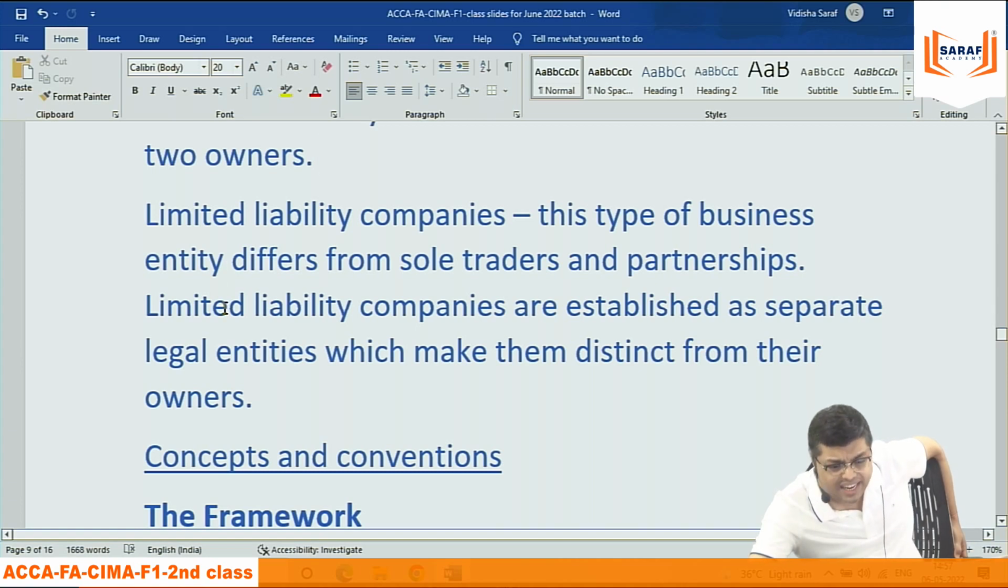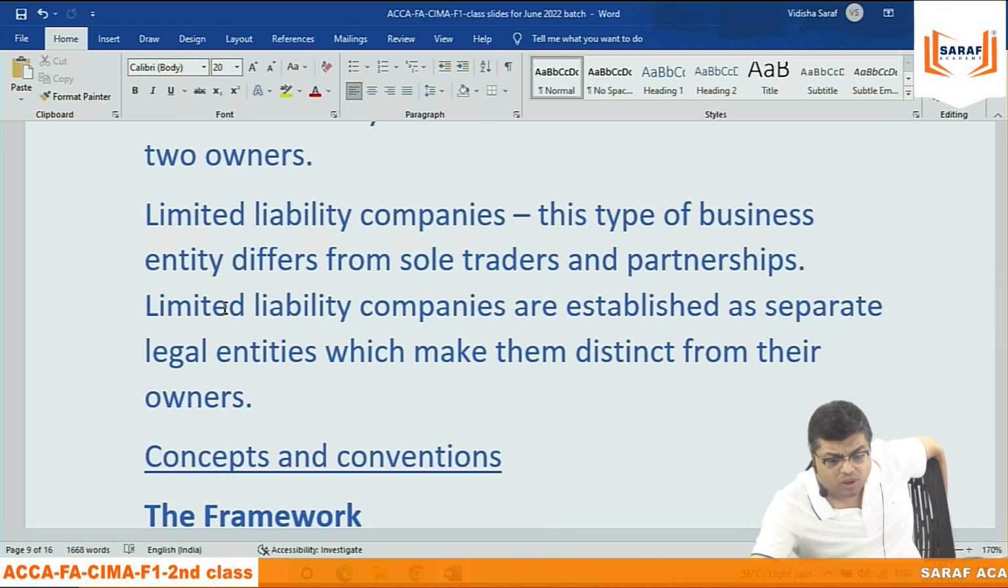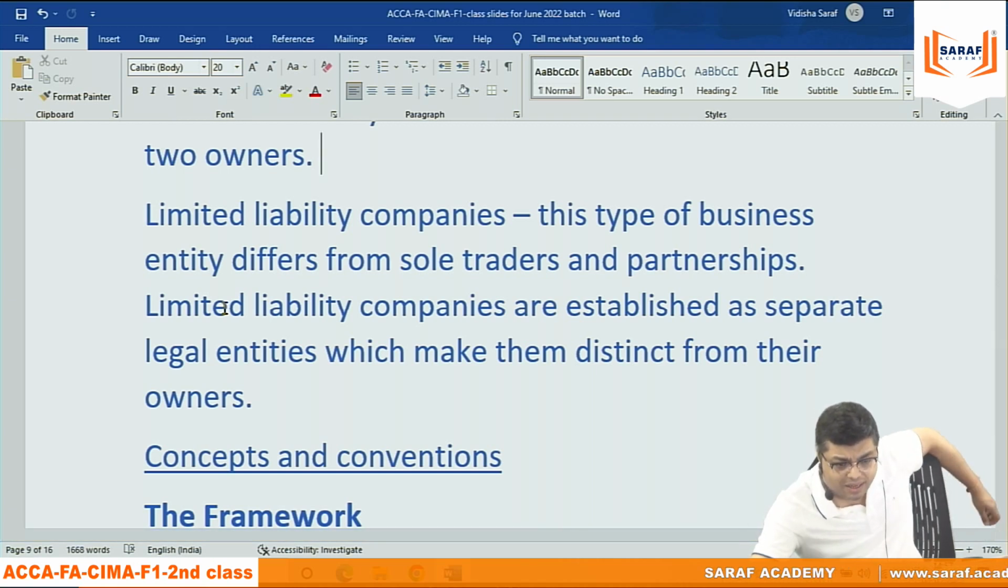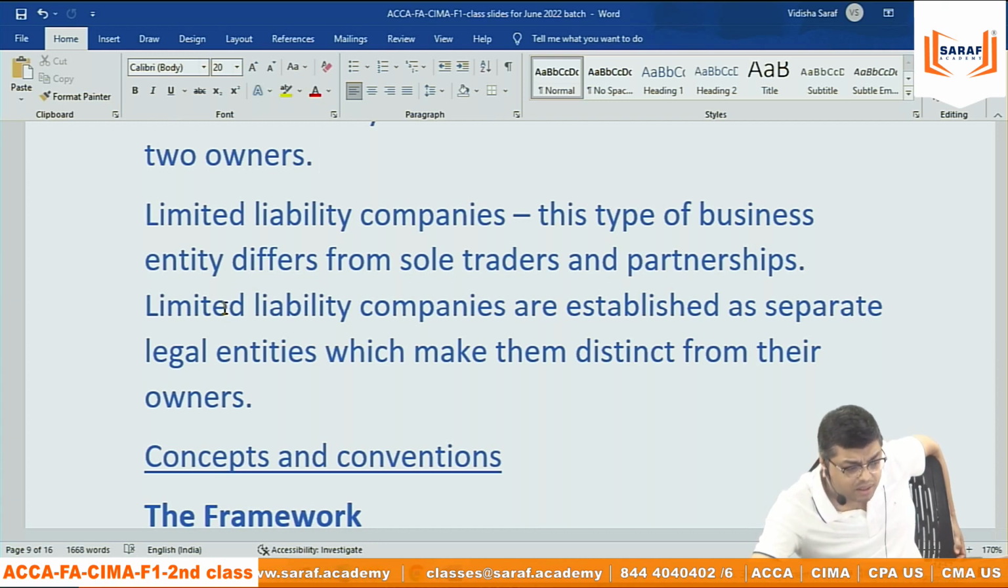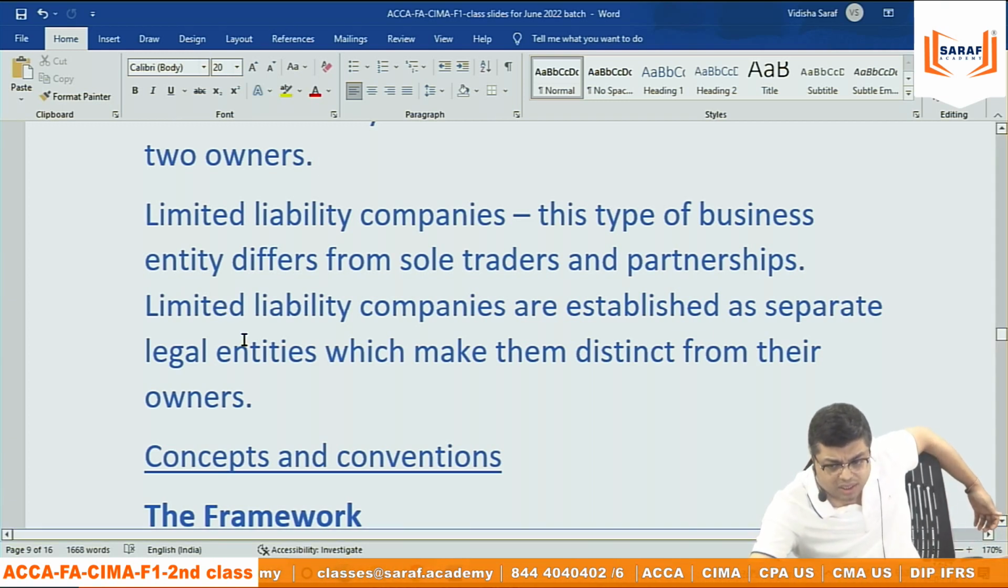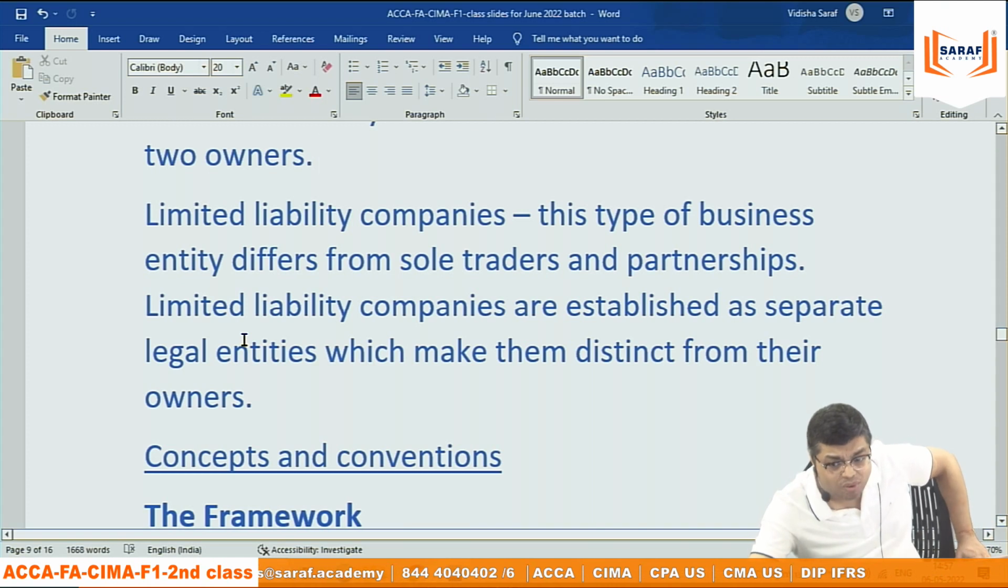Now recently, in the last 7-8 years, different forms of business have developed. One-man company. One-man company was not allowed earlier. It is in the Indian Companies Act and other laws, one-man company is allowed. There is unlimited liability company. So there are different structures developed which are not covered here, because then in that case we need to go into very regulatory things.